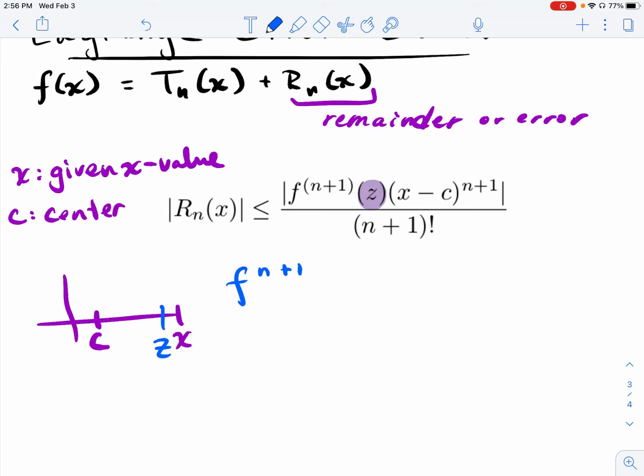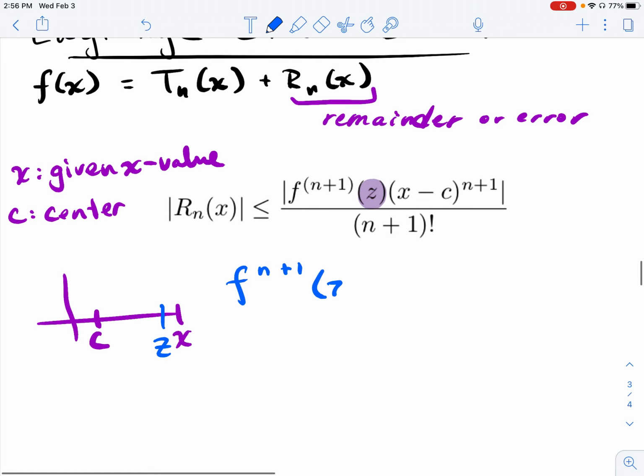the n+1 order derivative evaluated at this z value produces some value M. And what we're concerned with finding is the maximum value. What is the largest value that this M could be? Because the largest value here is going to ensure that we have the largest possible error. If we calculate this term here with the largest possible absolute value of M, then we know we will be able to find the largest possible error.